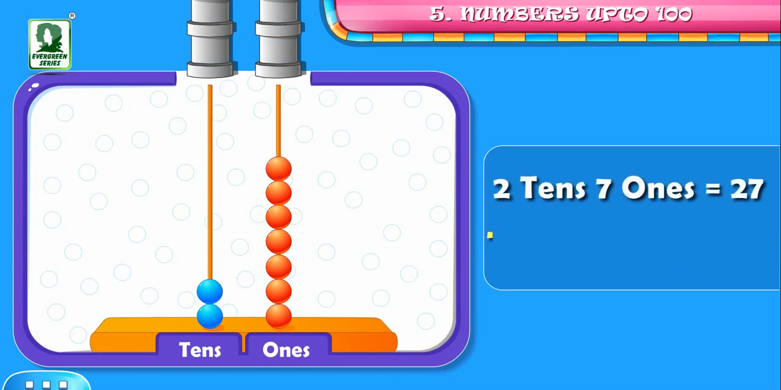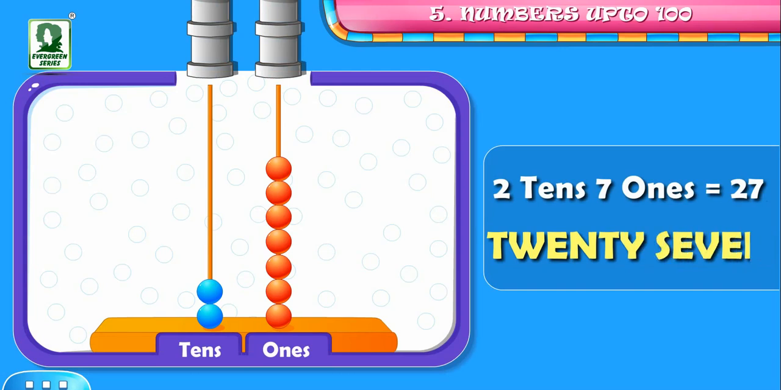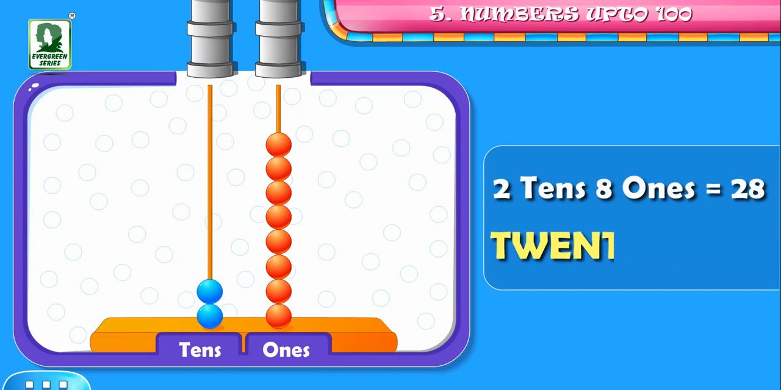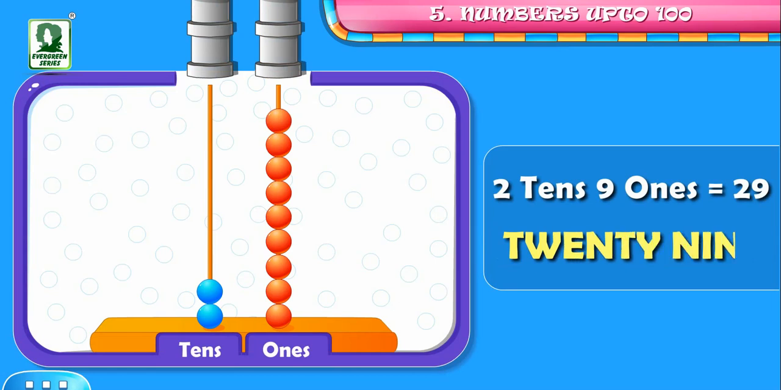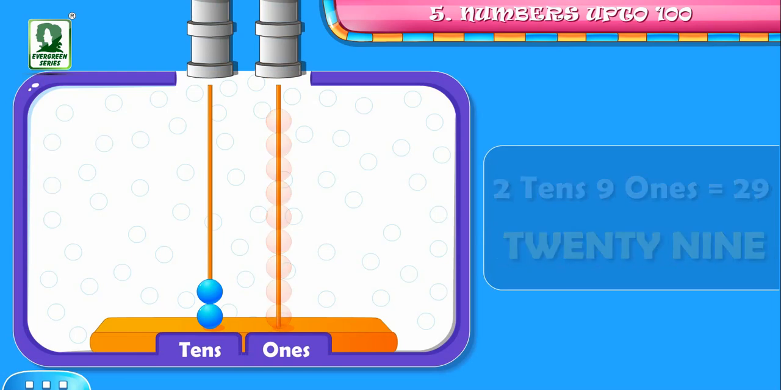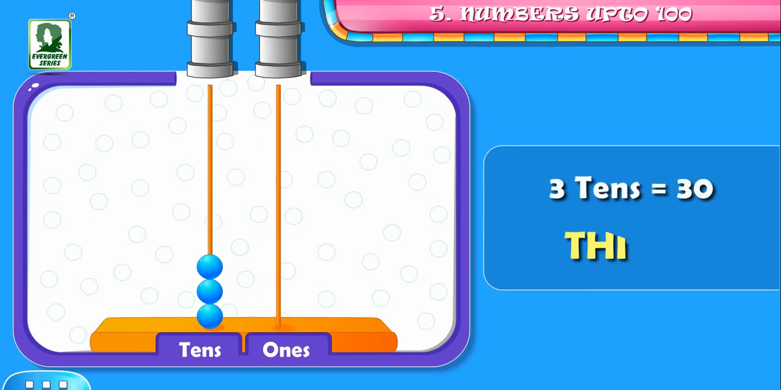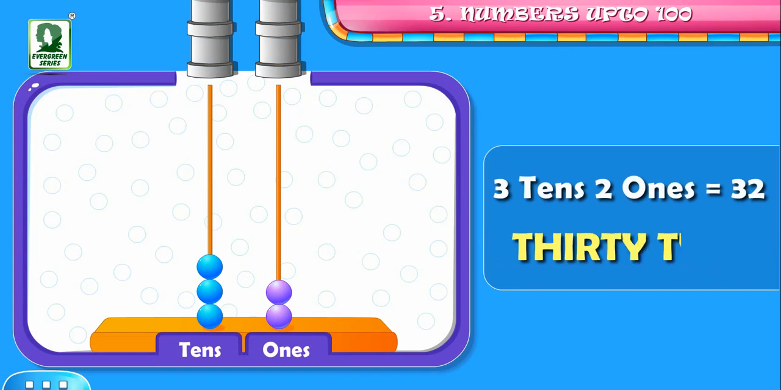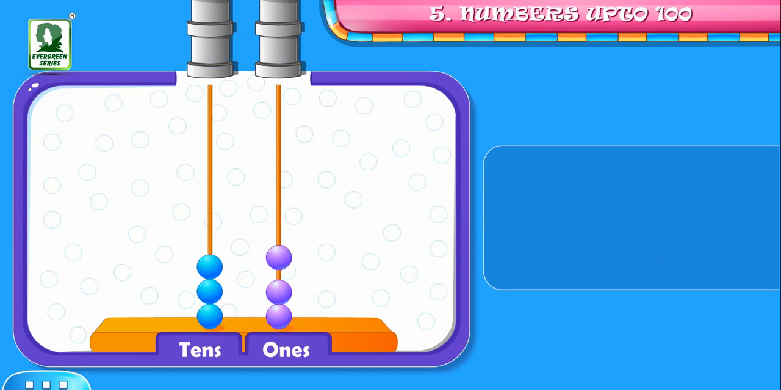27, twenty-seven. 28, twenty-eight. 29, twenty-nine. 30, thirty. 31, thirty-one. 32, thirty-two.